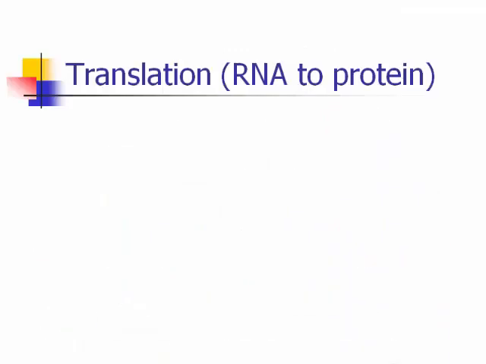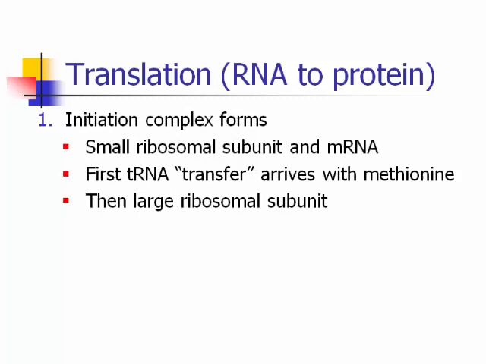So translation is the reading of RNA to make protein. First of all, there's the initiation complex that forms. So we saw that in the animation. The small ribosomal subunit comes up to the mRNA. The first transfer RNA comes. It always has a methionine. Kind of interesting. Then the large ribosomal subunit comes.